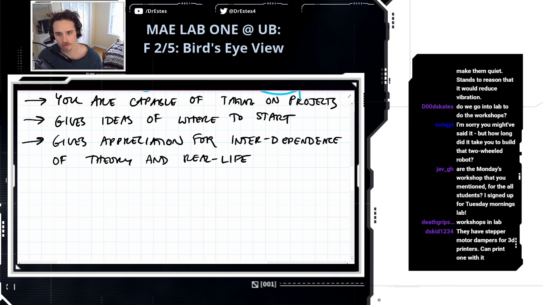They have stepper motor dampers for 3D printers. Somebody mentioned that in the earlier class today, and I need to look up stepper motor dampers because I think that would solve a lot of my problems.